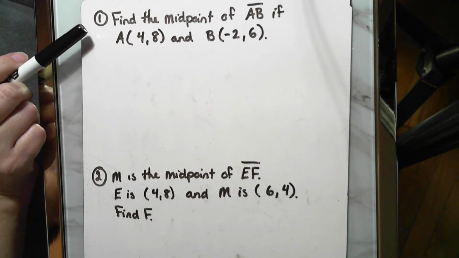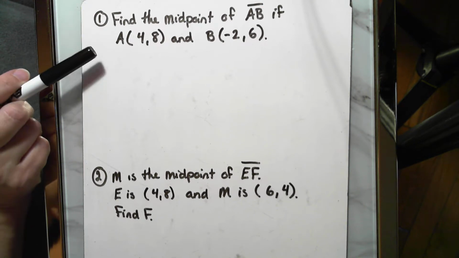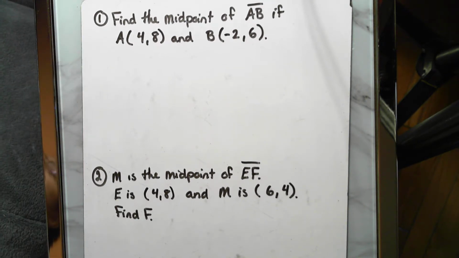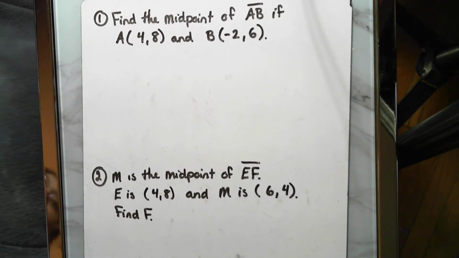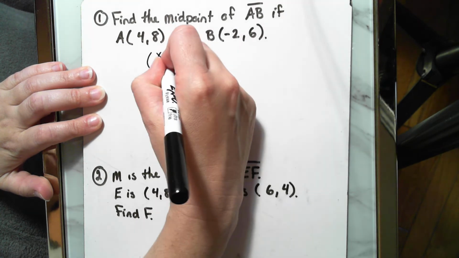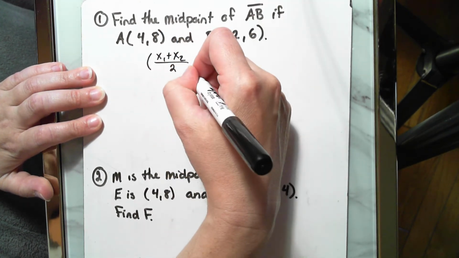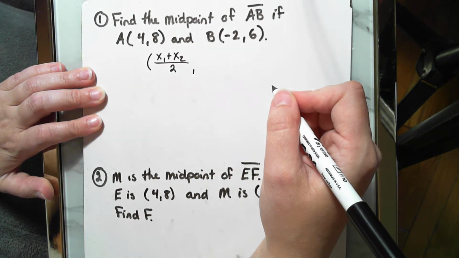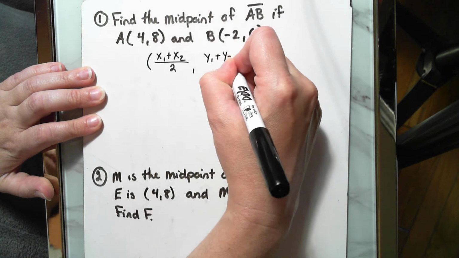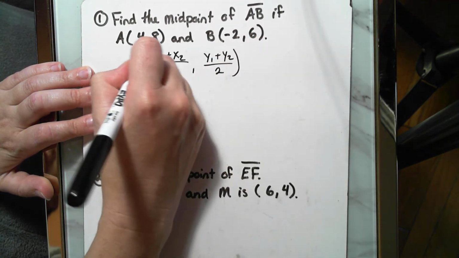So the first type of question here says find the midpoint of AB if A is at the point 4, 8 and B has the coordinates -2, 6. The midpoint formula says that if you take the two x values, add them together and divide by 2, you will get the x coordinate of the midpoint. And if you take the two y values, add them together and divide by 2, you will get the y coordinate of the midpoint.